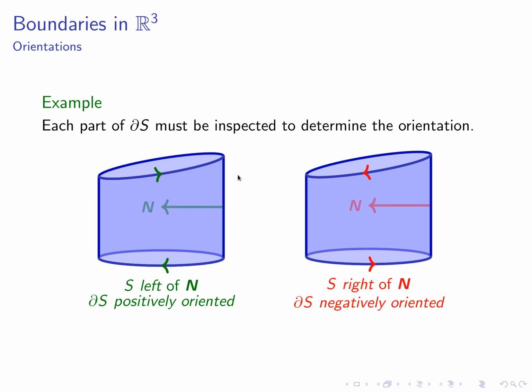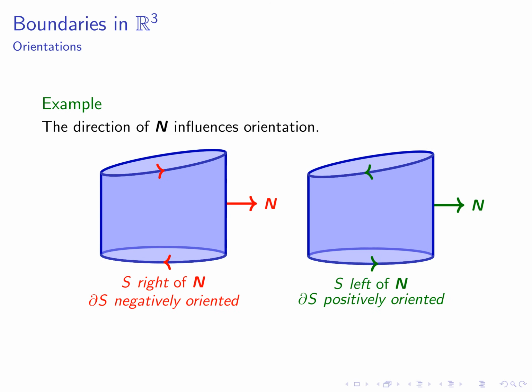So the conclusion is that for the surface on the left, the boundary is positively oriented, whereas for the surface on the right, the boundary is negatively oriented. And of course, the choice of the direction of the normal vector influences the orientation.